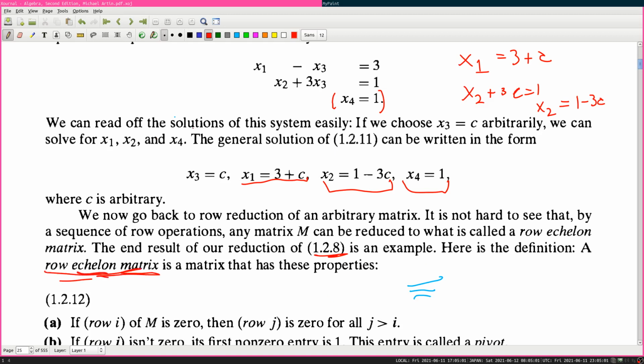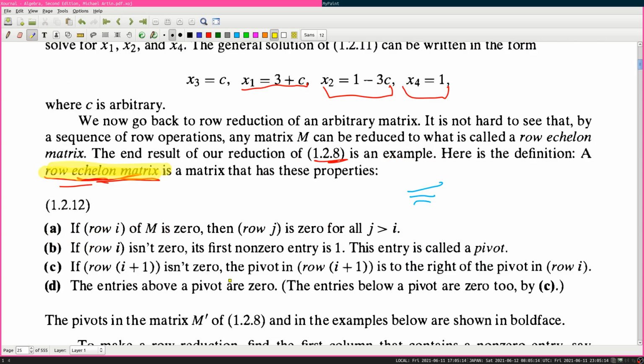This is such an important concept. Is there a highlighter? Yes, there is. Let's see if we can highlight. Yeah, row echelon matrix. That's such an important idea. Let's switch back to the pencil.